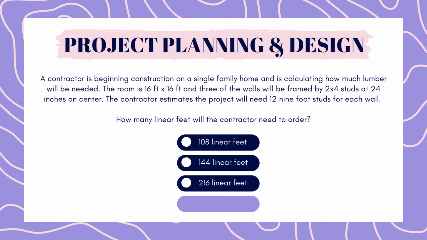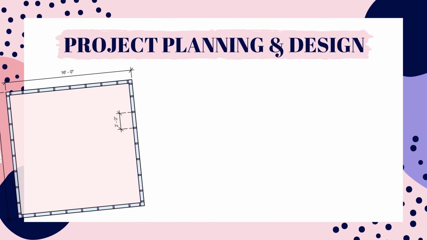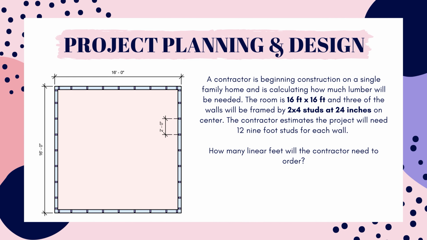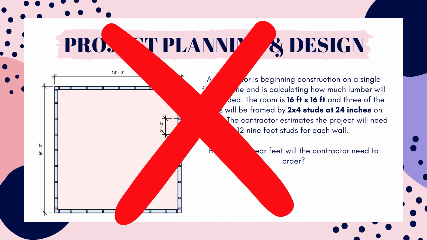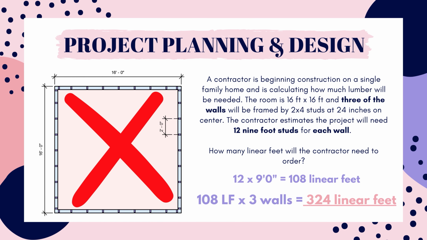And the correct answer is 324 linear feet. A lot of numbers and information in this question. You may have started off this question by pulling the room size, stud size, and spacing, but you don't need to. They actually already tell you how many studs there are per wall and what their length is. So we just need to multiply those together.